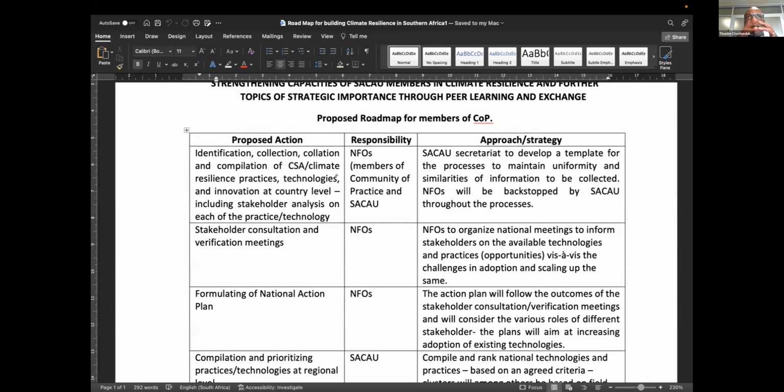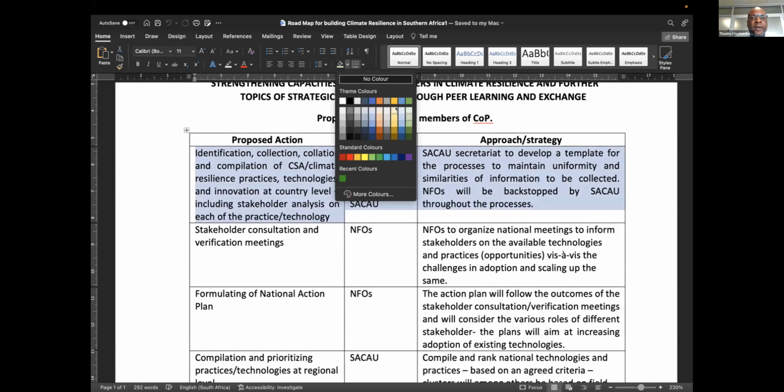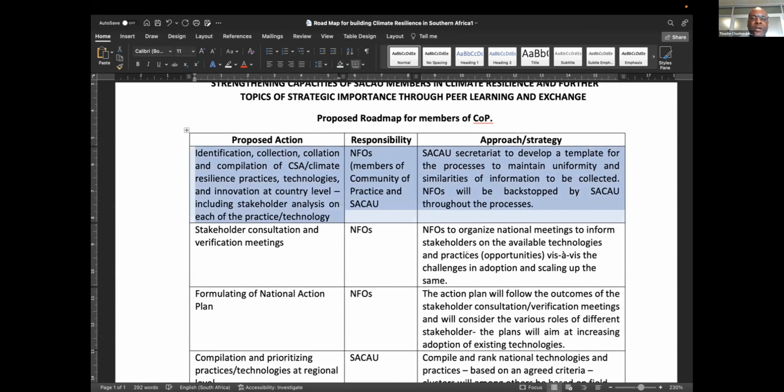Then after the consultants have put together a report of what they found out, we move on to holding a workshop in each country. This is a validation workshop where a consultant will present the results of their findings to say, this is what we are finding, for example, in Zimbabwe.